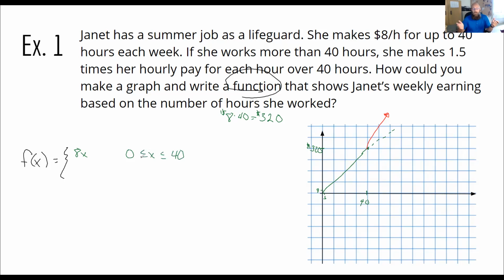It can also be equal to. So x is greater than or equal to 0, and x is less than or equal to 40. Because if she works 0 hours, she just gets $0, right? That's 0 hours times the $8. If she works 40, it's 40 times the $8.